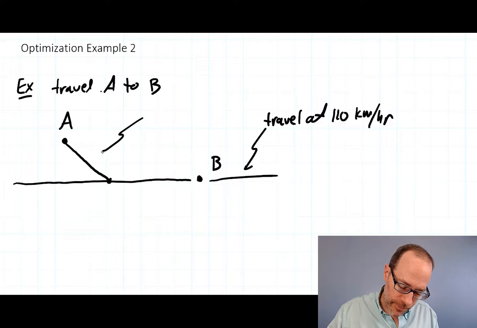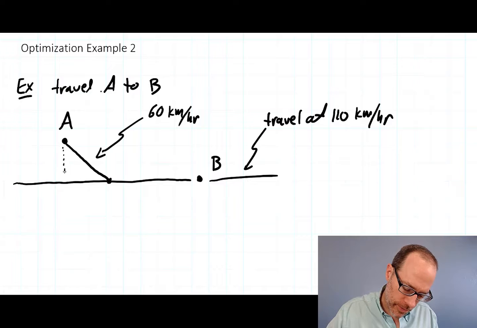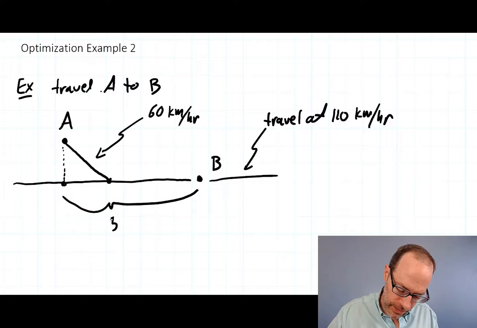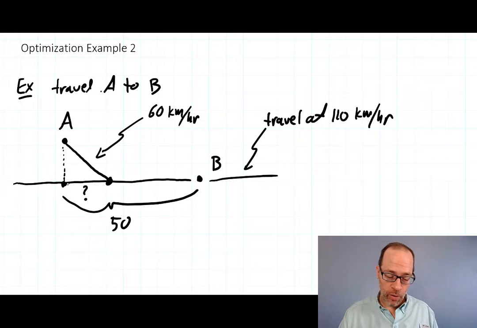But as you're traveling here, imagine this is off-road, you can only travel at 60 kilometers per hour. And you want to know, the total distance from here to here will be 50 kilometers. And the question is, where do you pick this point? How far over do you pick this point to minimize time?